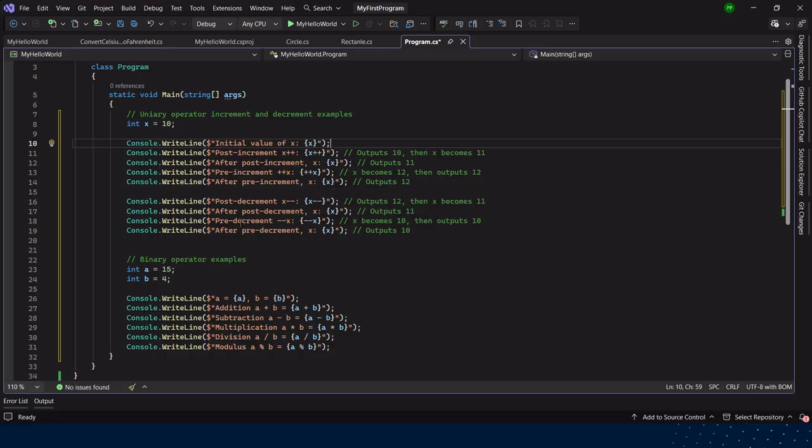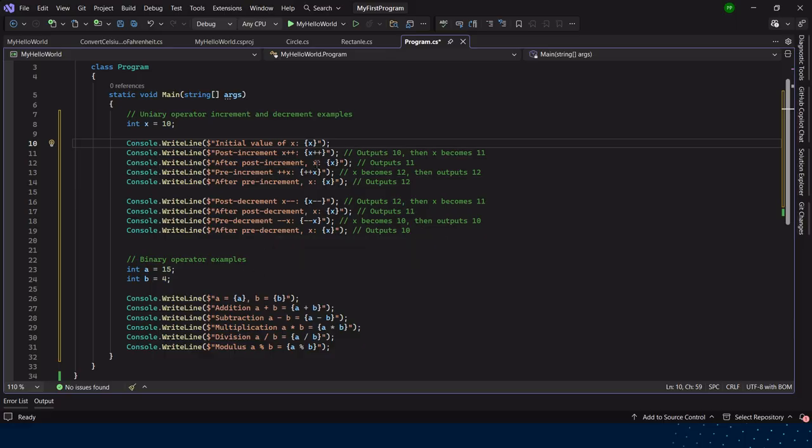In the same way we have post-decrement also. If we write post-decrement, x minus minus, it prints first and then it decrements. So here the output is 12 and then x becomes 11. After that, the value of x is 11, and if we do pre-decrement, minus minus x, it will first decrement and then print. So the value of x becomes 10, and the output will be 10.